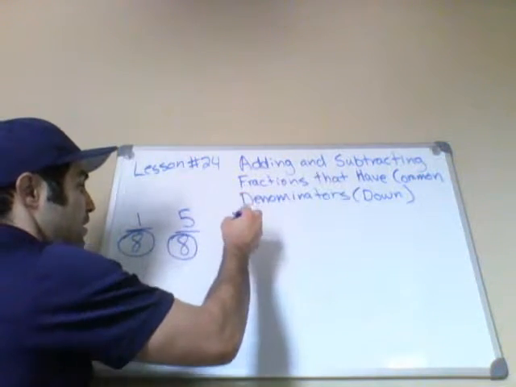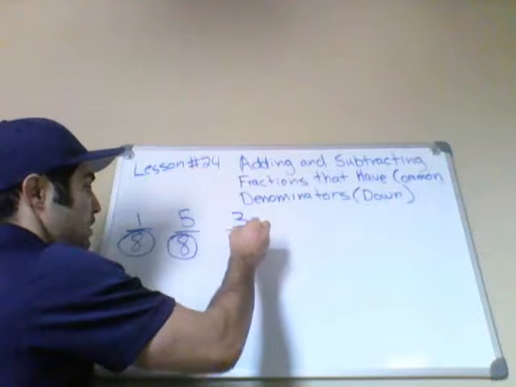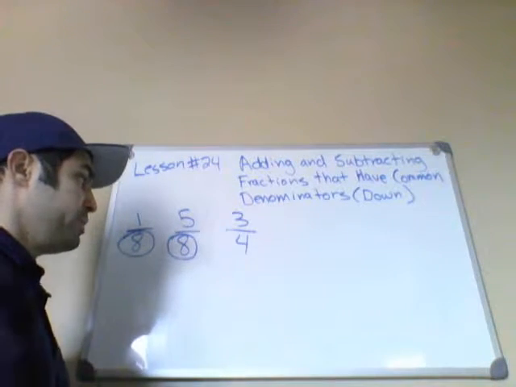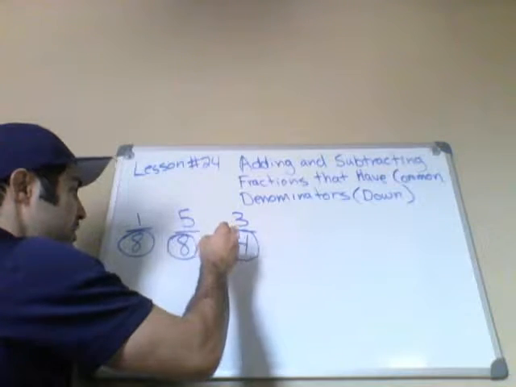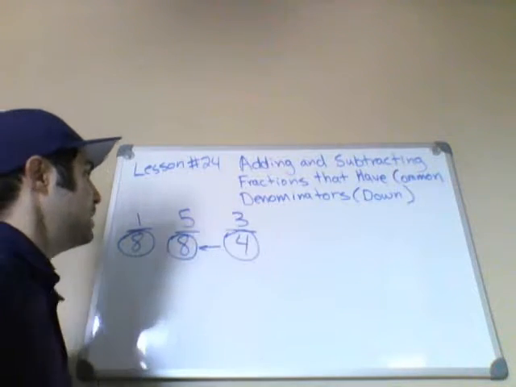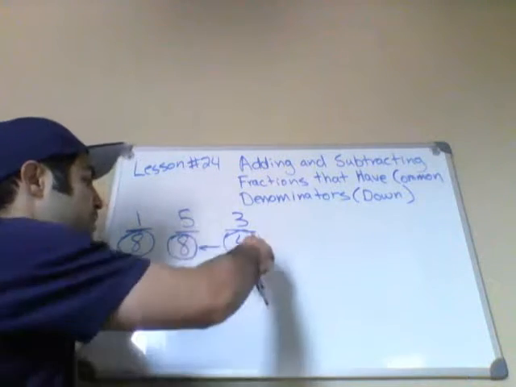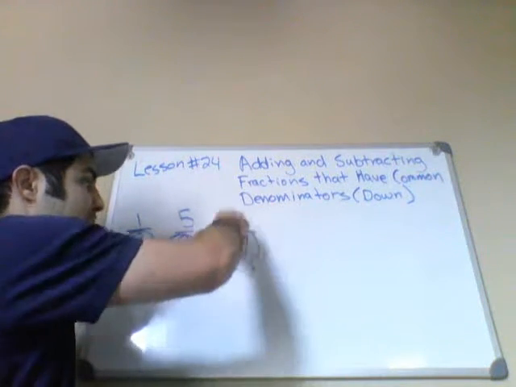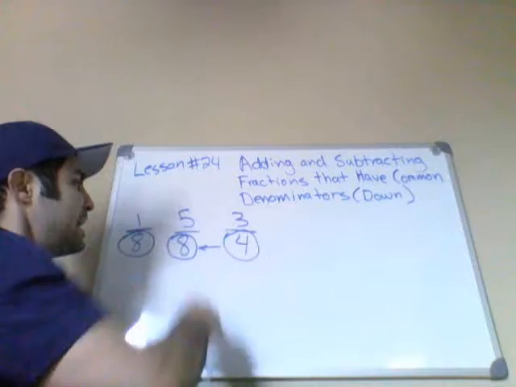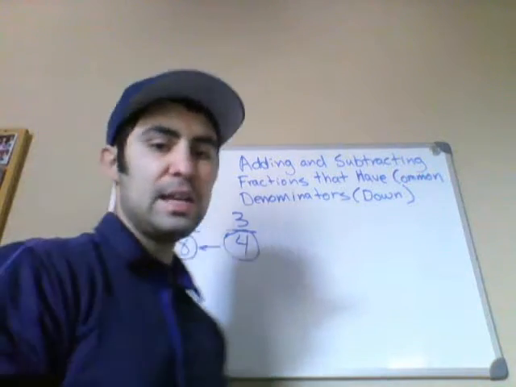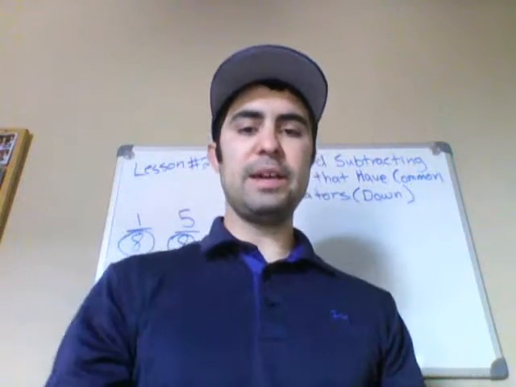What if I did 3/4? Well, the denominator is 4, which is different than 8. So you cannot add and subtract this fraction with these until you get an equivalent fraction for 3/4 that has an 8 on the bottom. So let's go ahead and go over some example problems.